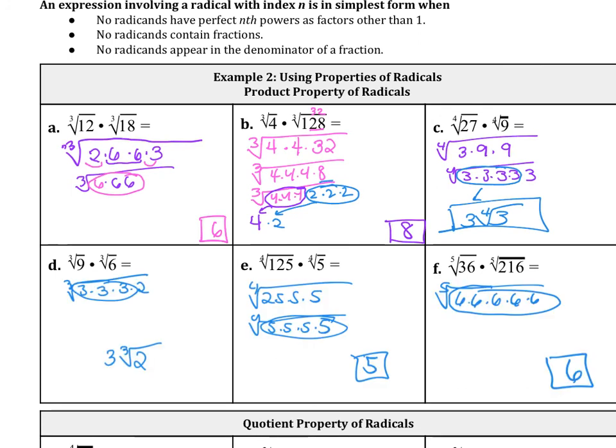Trying these out, letter D, the cube root of 9, I broke that down to 3 times 3. The cube root of 6 is 3 times 2. I circled 3 3's, so the final answer is 3 times the cube root of 2. Letter E, the 4th root of 125 times the 4th root of 5. 125 is 25 times 5, and the 4th root of 5, I just put that inside the radical. And 25 is 5 times 5, so I have 4 5's, and so the final answer is 5. Letter F, 36 is 2 6's, 216 is 3 6's, so those are the 5 6's that I needed, and so the final answer is 6.